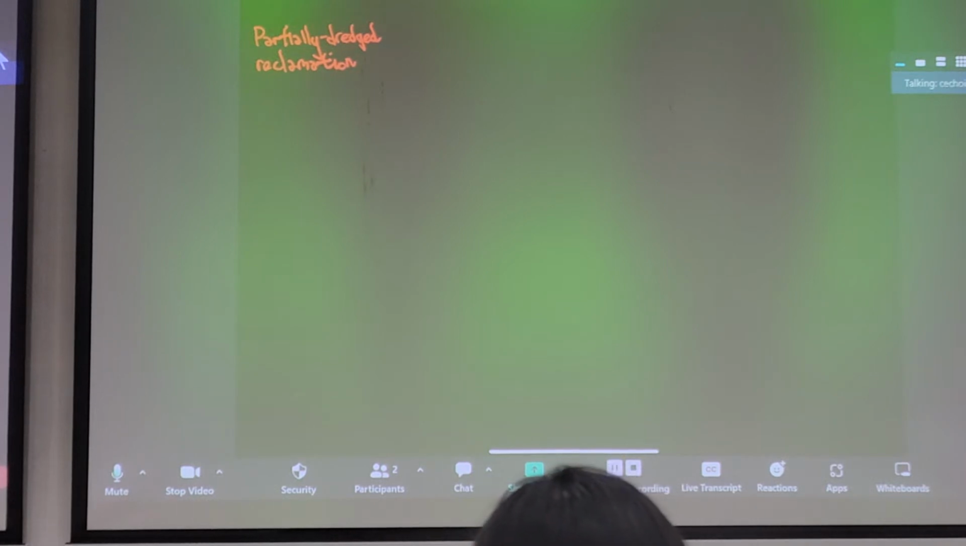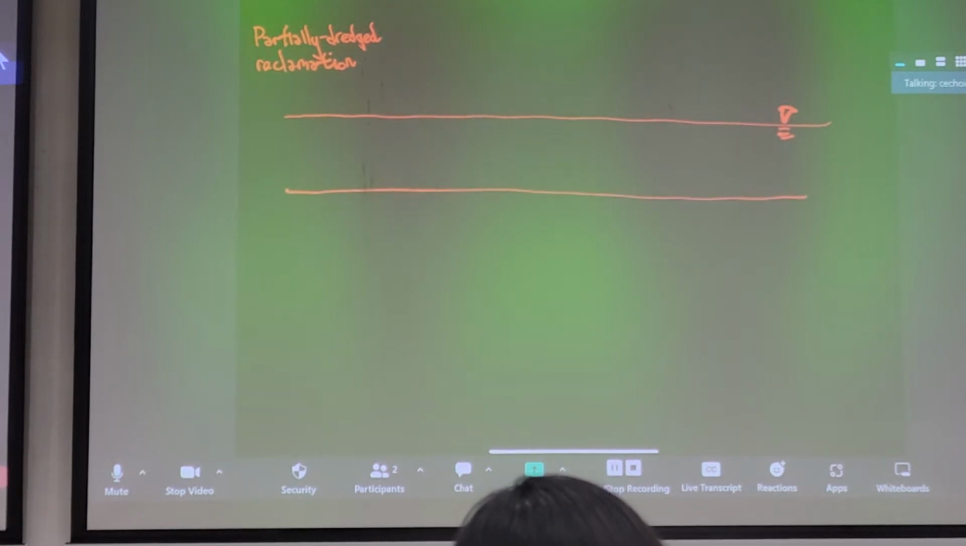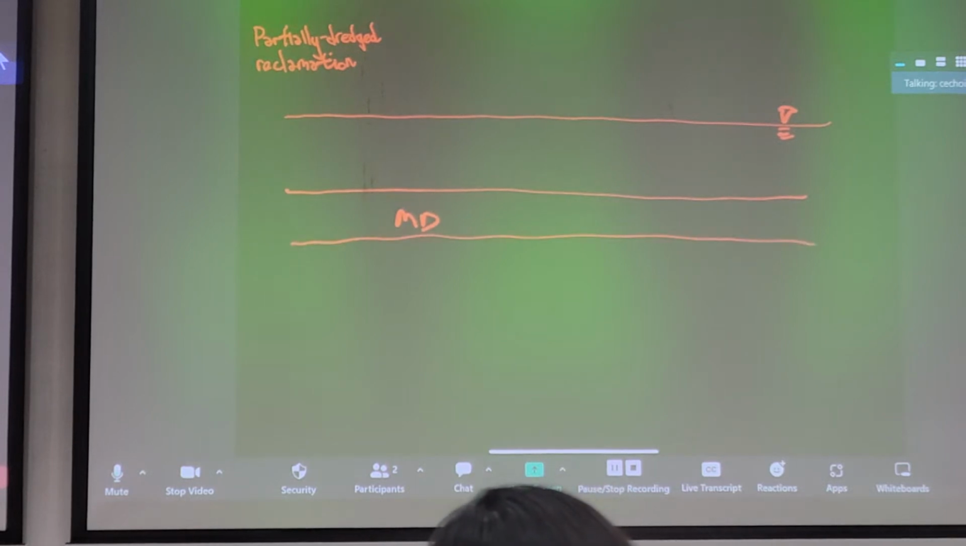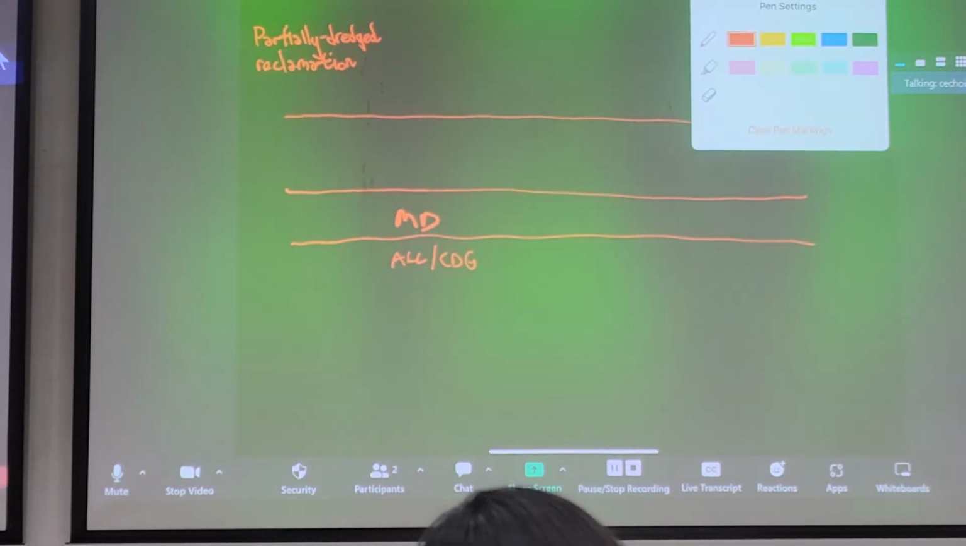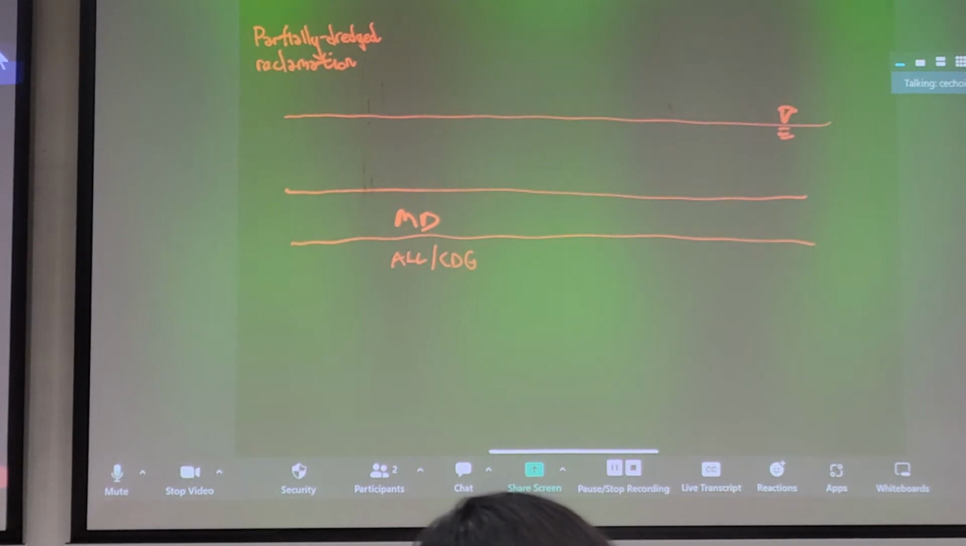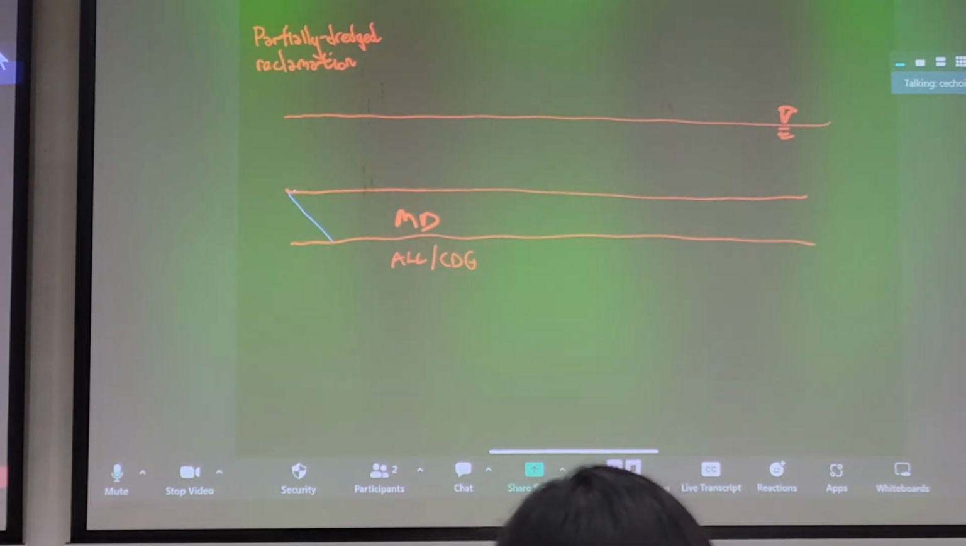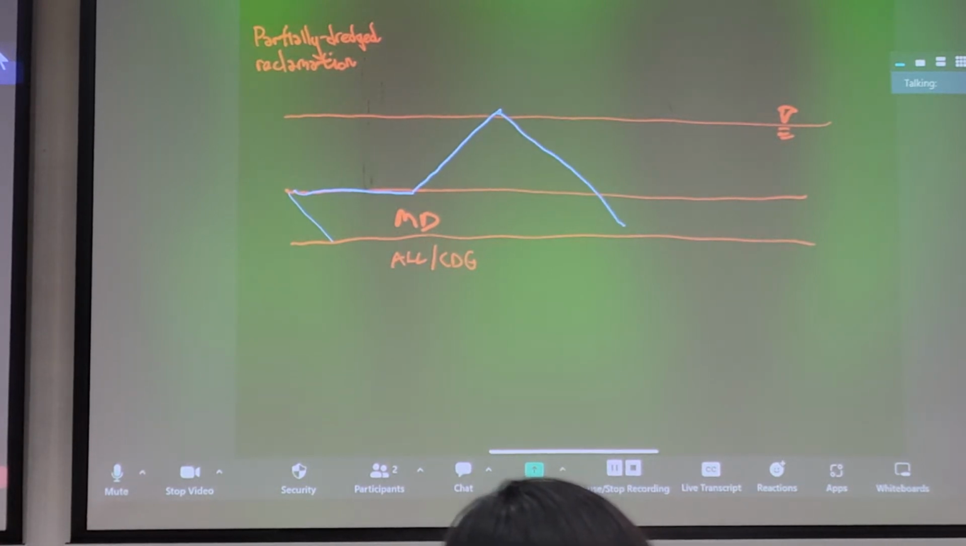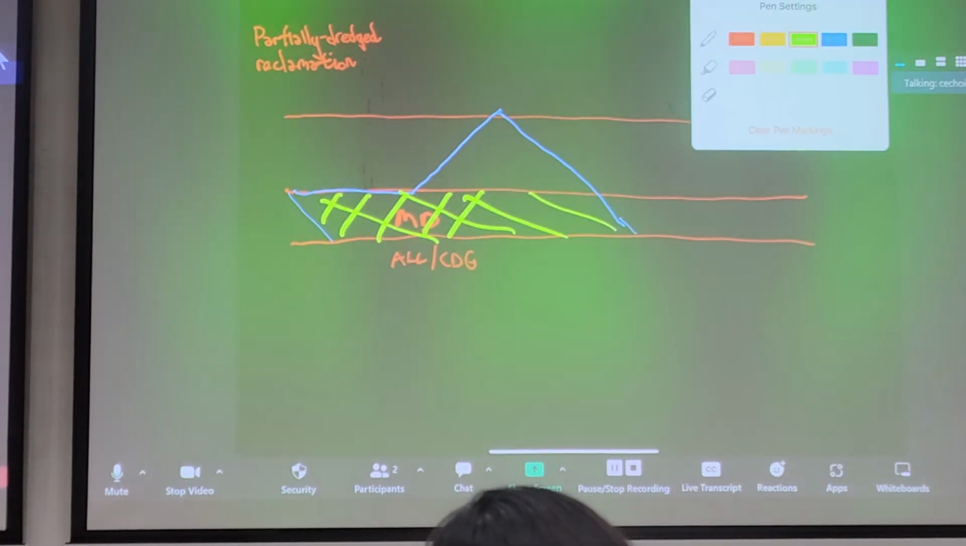So a partially dredged reclamation may look something like this. We have an MD layer. Under the MD layer, we have alluvium or CDG. So a partially dredged layer means we could, let's say we want to build a seawall. We can build the seawall something like this. So to build the seawall, we can remove the MD layer first and then build this blue seawall on top of it. So the blue part is the seawall.